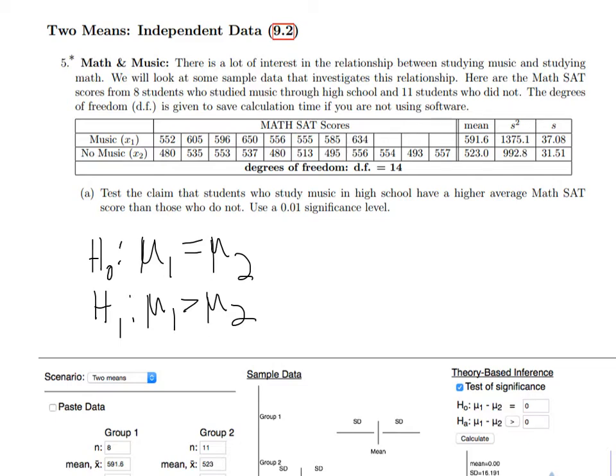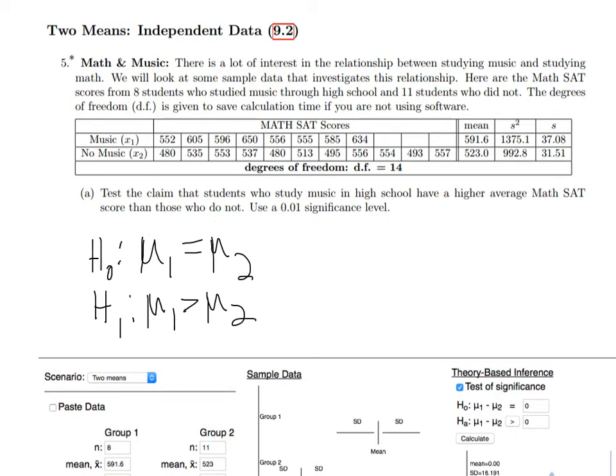Now, the first thing you always want to do with any significance test is to create your two hypotheses. Also, what's the claim? If I didn't explicitly have it, I would have to write that out. They want us to test the claim that students who study music in high school have a higher math SAT average than those who do not. The way they gave us the data, the first sample was the people that studied music, and there are their SAT scores. And here are the people that didn't study music, and there are their SAT scores.